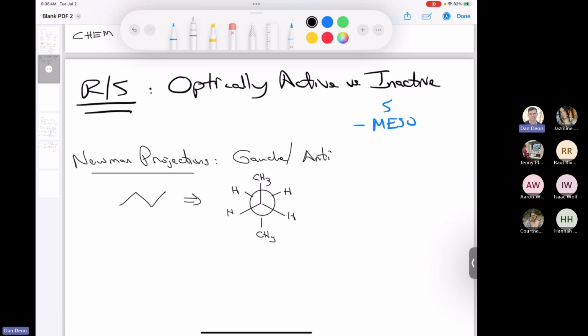Yeah, this is anti, right? Because the two methyl groups are on opposite sides, so this is anti. Anything else would be a gauche conformation.